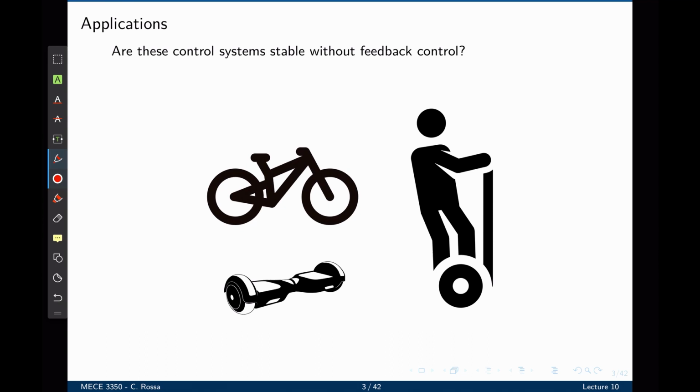Are these control systems stable without feedback control? The answer is no. None of the systems are stable. A bicycle without feedback control simply falls and cannot maintain equilibrium. The rider will make small adjustments based on the deviation from the horizontal line, and that is what makes the bicycle stable. A Segway operates in the same way. The only difference is that these adjustments are made electronically.